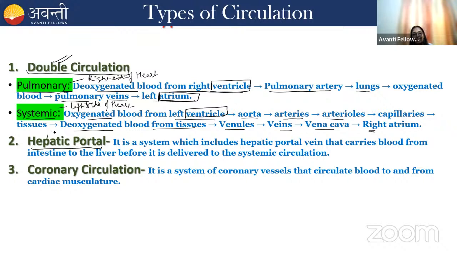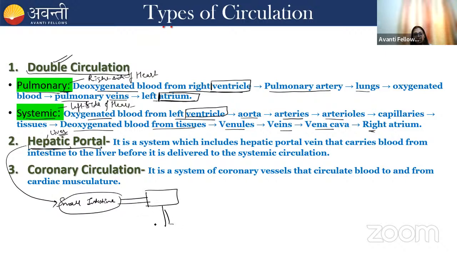Hepatic portal system. Hepatic, remember, always means liver. So the hepatic portal system is a type of special capillary network between two organs, like the small intestine and the liver. This is the small intestine, this is the liver, and this is the heart. This is the hepatic portal vein, which carries the blood from the small intestine to the liver.